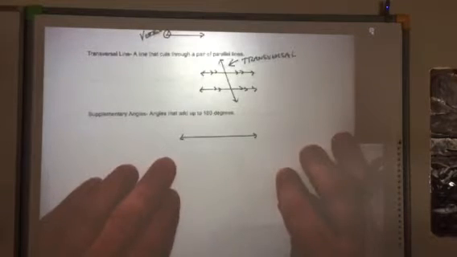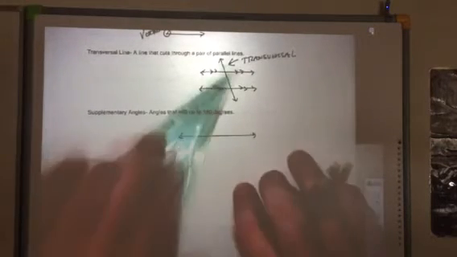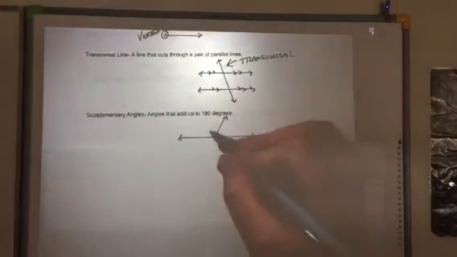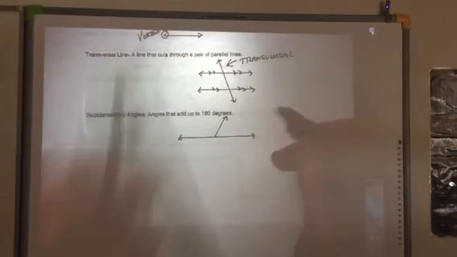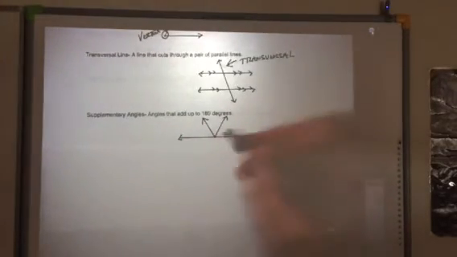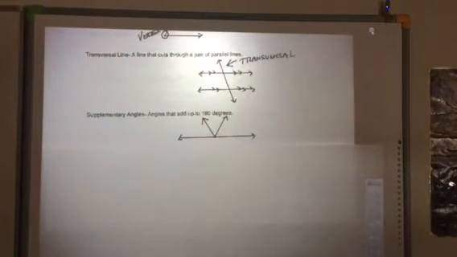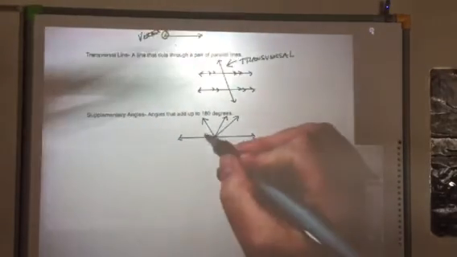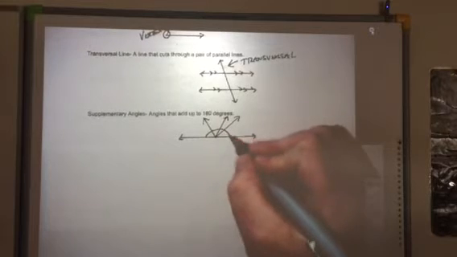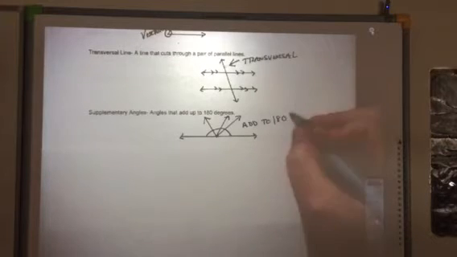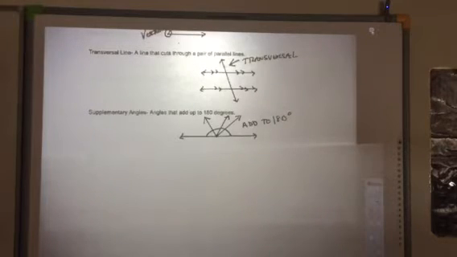Supplementary, angles that add up to 180 degrees. So we could have these two angles, here and here, add up to 180 because they make a straight line, or supplementary. You could have 1, 2, 3 angles that add up to 180. So supplementary means all of them add up to 180 degrees. You could put another angle in here, but all these angles combined add to 180 degrees. Okay, that's supplementary.